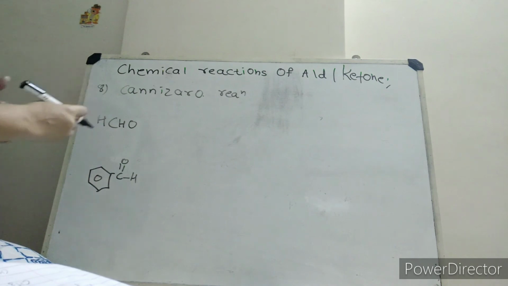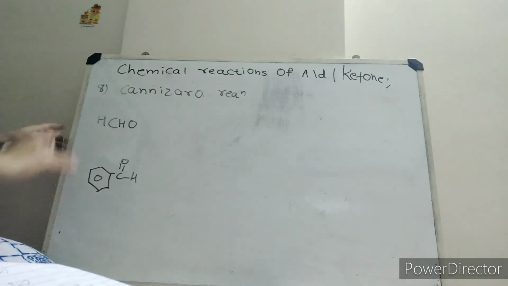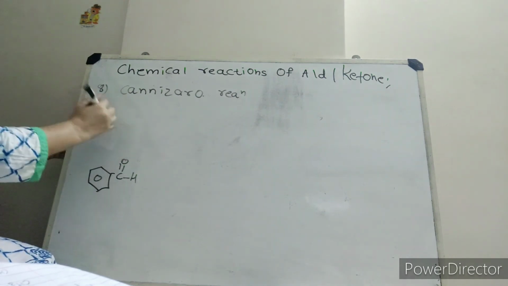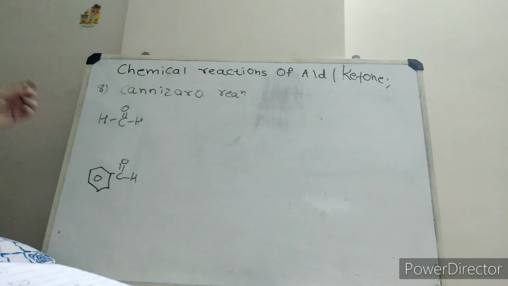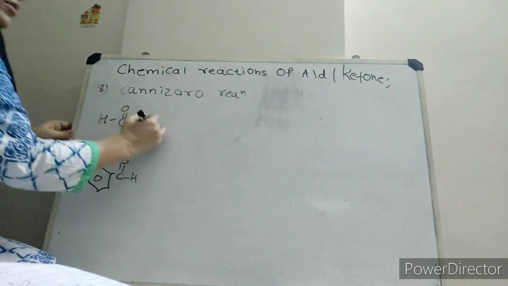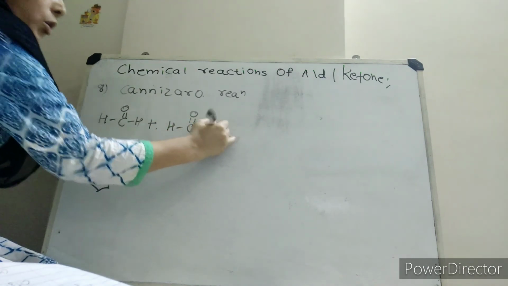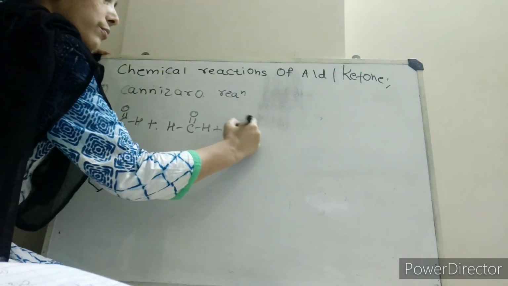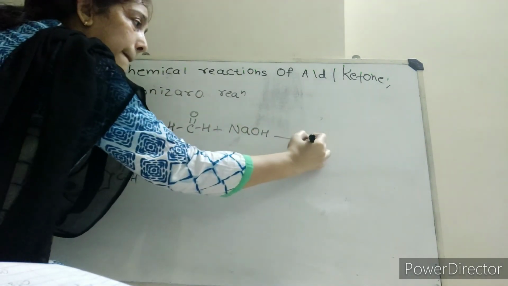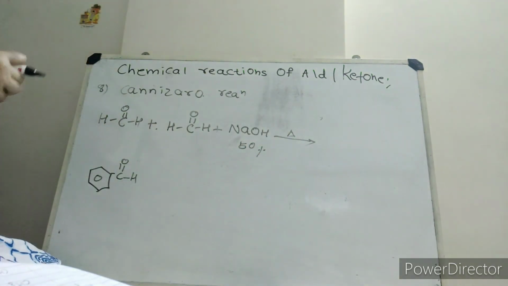Now how does the reaction take place in this case? Suppose I write two molecules of formaldehyde, HCOH and a second molecule of formaldehyde, when heated with 50% NaOH, then what do we get?